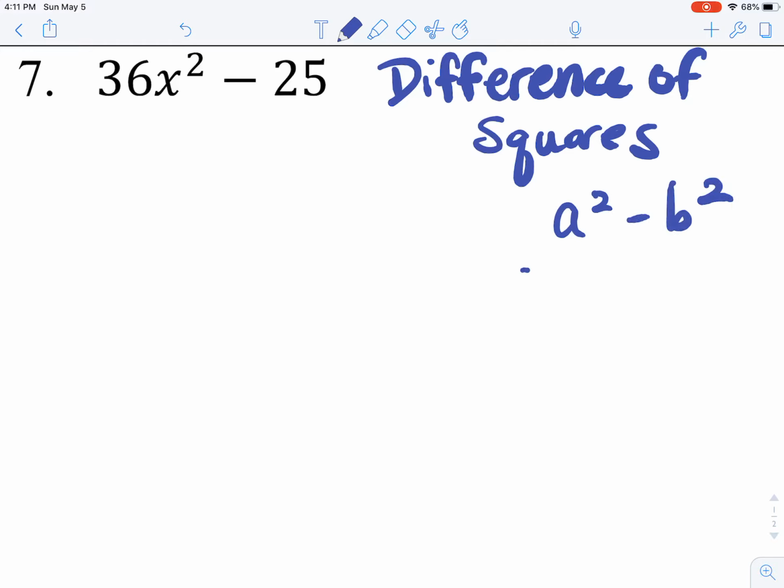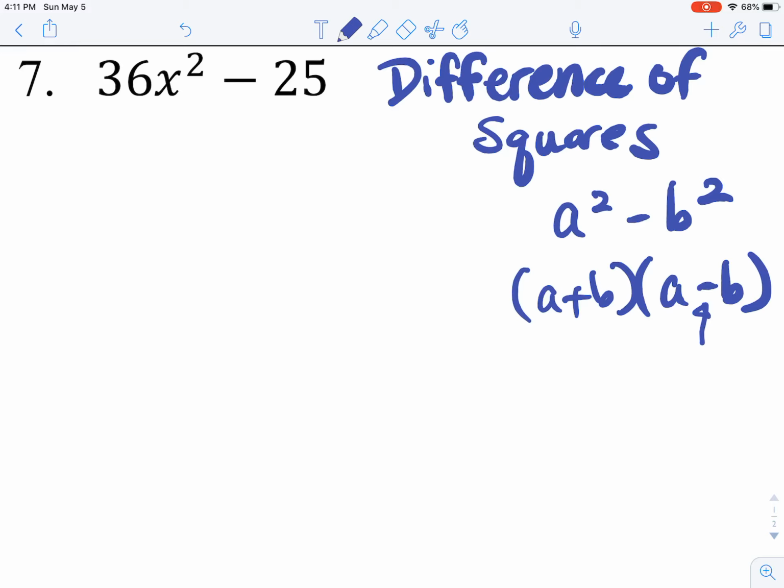All you're going to do is put a plus b in one parentheses and a minus b in the other. And what ends up happening is that those middle two terms, when you distribute, are opposite and equal. And so they cancel each other out, leaving us only with a squared and a negative b squared because of this negative sign right here.